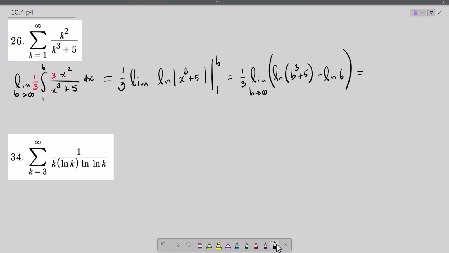Right, once again, natural log. If the inside of the log is going to infinity, the y values of the log are going to infinity, so that diverges. So that's going to be infinity, so therefore both diverge. So both the infinite series and the improper integral diverge.